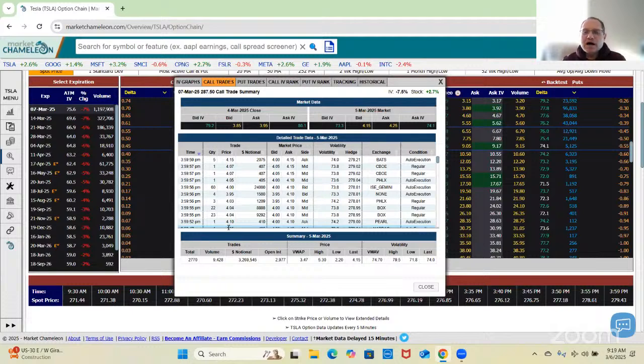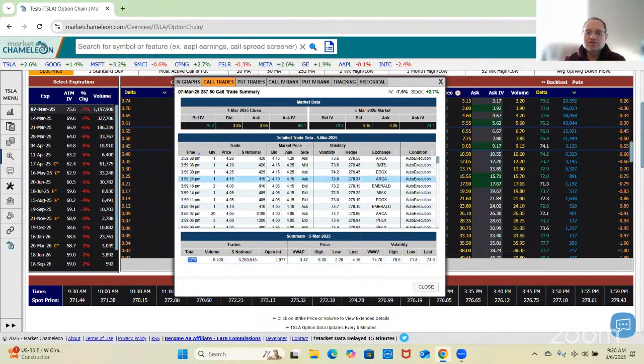And at the bottom here, we have another summary table of that trading activity. So here we see the trades themselves and the volume. We see that there's 2,770 trades. Okay, so those are different. Each line is a trade.